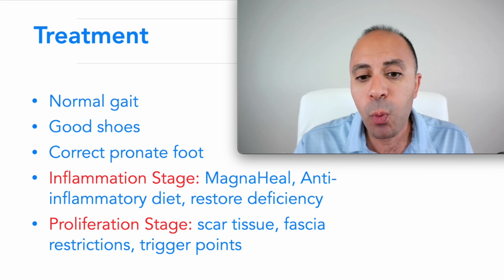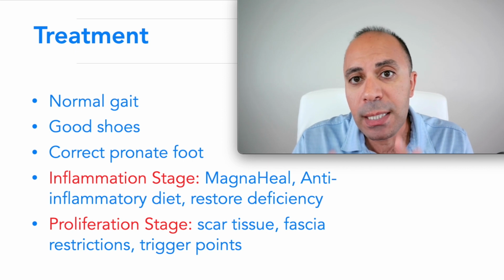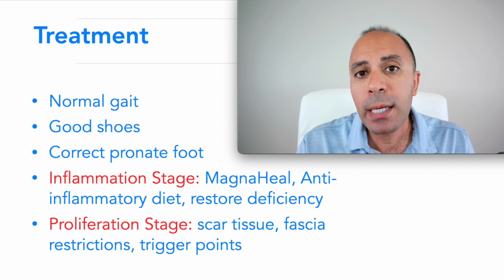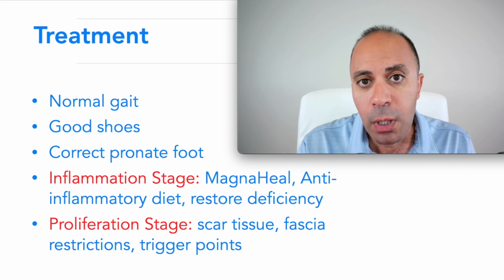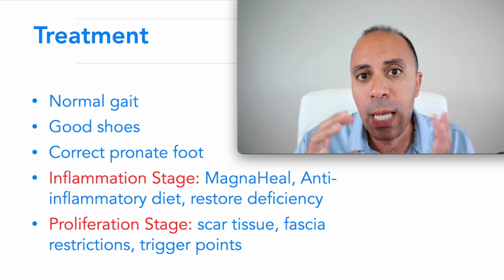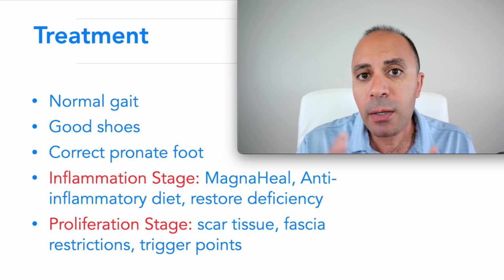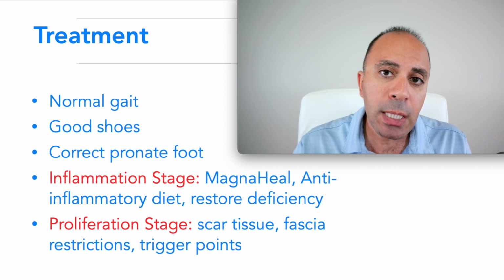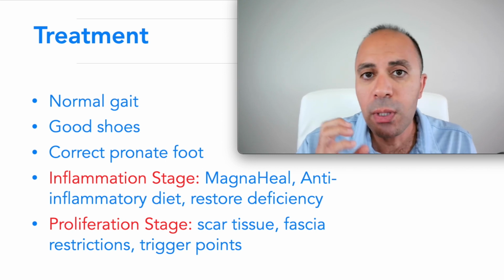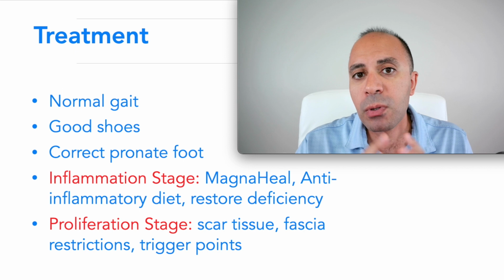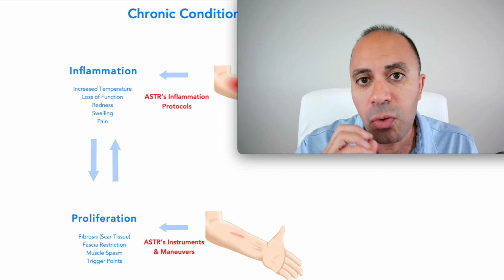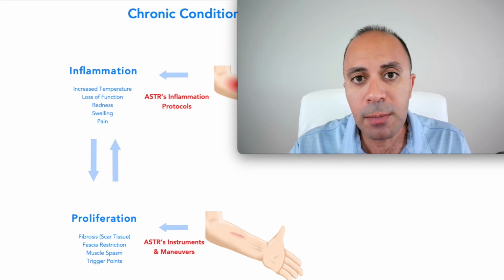At the same time, we want to correct the pronated foot. There are certain exercises that can be done for that, and wearing good supportive shoes. I will go over the shoes and pronation correction in other videos, but you have to really address all of these simultaneously. You cannot pick and choose. I will work on inflammation and that will resolve the issue, because usually when you have inflammation, you have a lot of scar tissue, fascia restrictions, and muscle spasm.